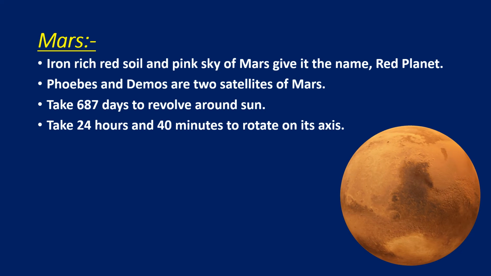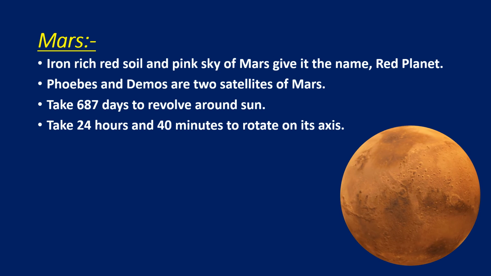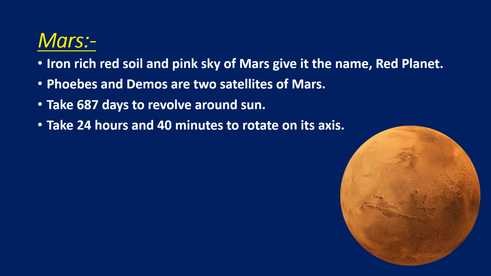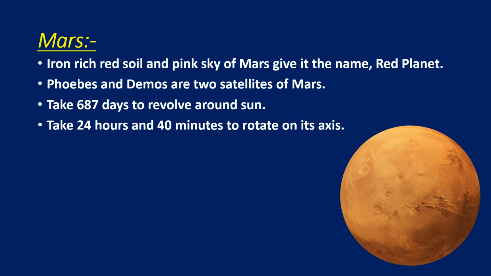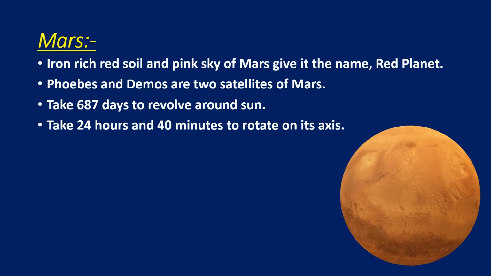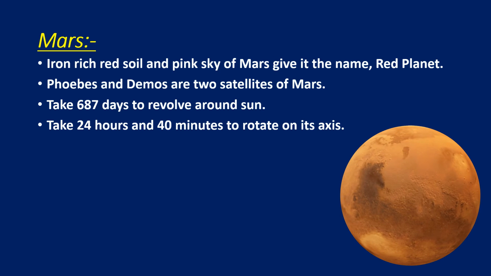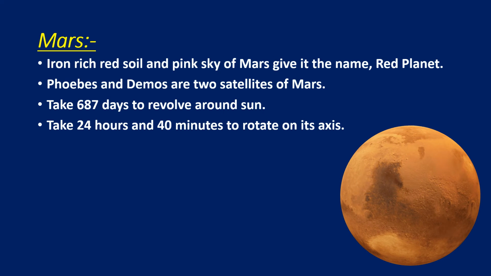Mars. Iron-rich red soil and the pinkish sky of Mars give it the name red planet. Phobos and Deimos are the two satellites of Mars. It takes 687 days to revolve around the Sun. It takes 24 hours and 40 minutes to rotate on its axis.